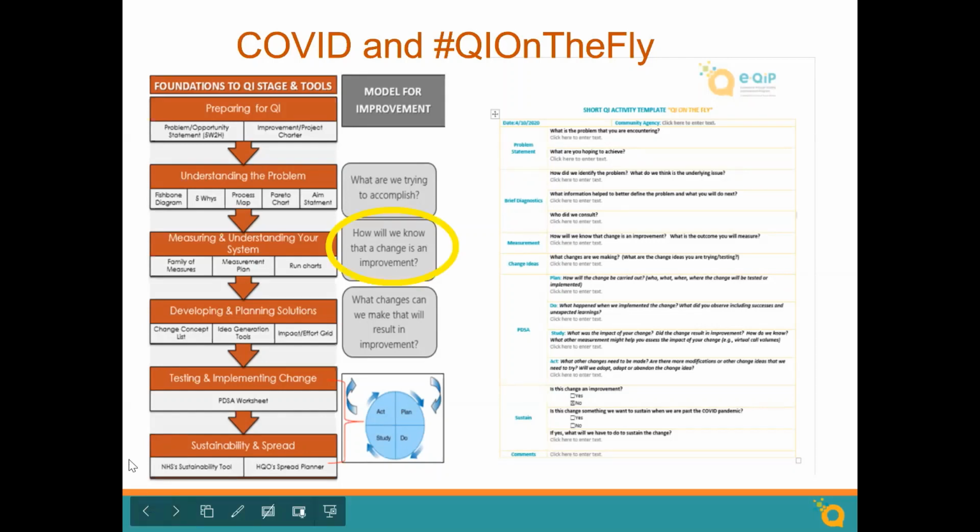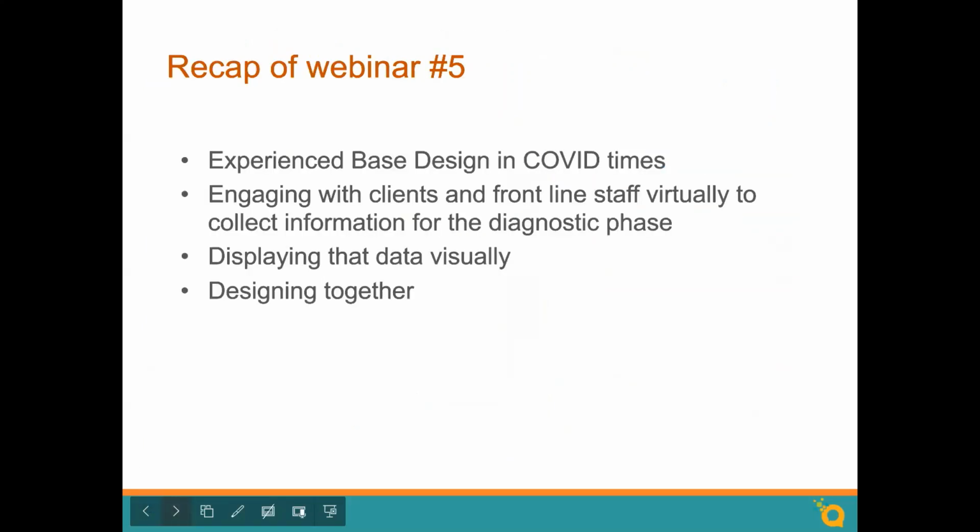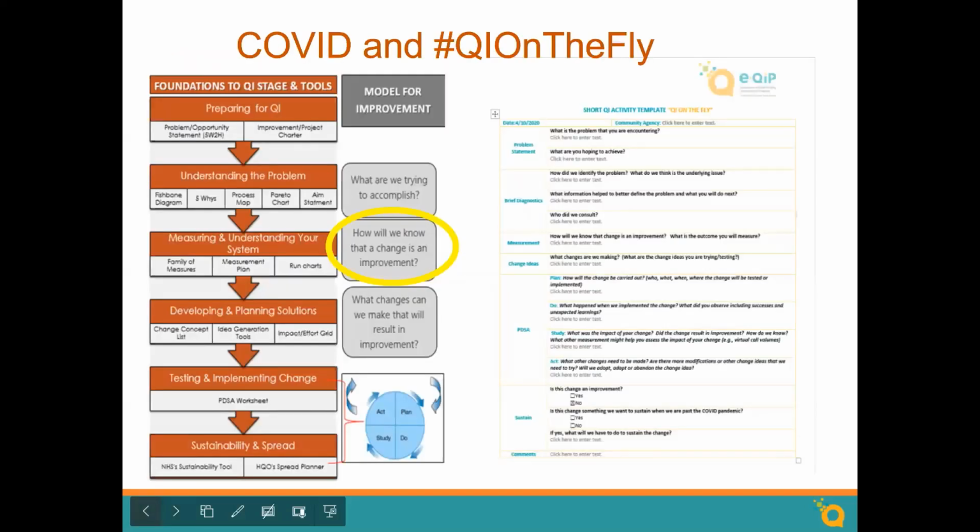And for today's presentation on process mapping, you'll find ourselves in the "how do we know that change is going to be an improvement" part. So we're in the measuring and understanding your system part of the model for improvement.